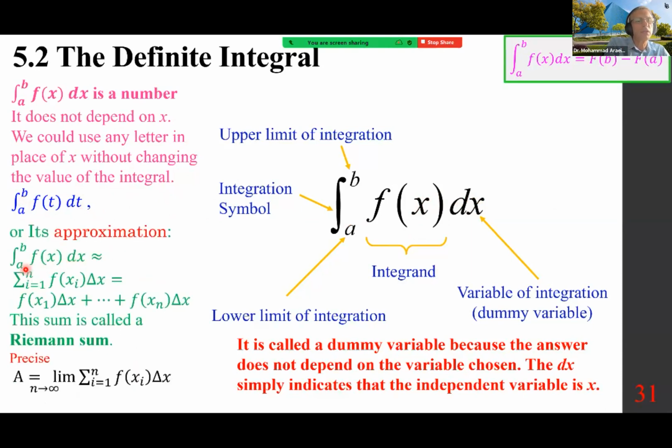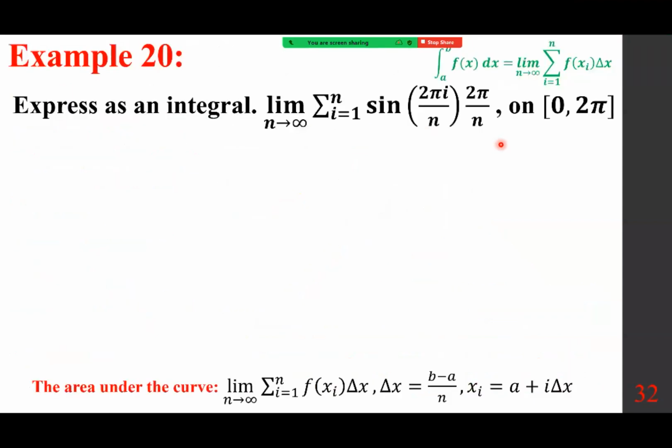Its approximation is the Riemann sum, the summation of i from 1 to n of f of x sub i delta x. The sum is called the Riemann sum, and it becomes precise if we take a limit and let n go to infinity. All right, so the integral of f of x dx from a to b is the limit as n goes to infinity of this summation of f of x sub i delta x as i goes from 1 to n.